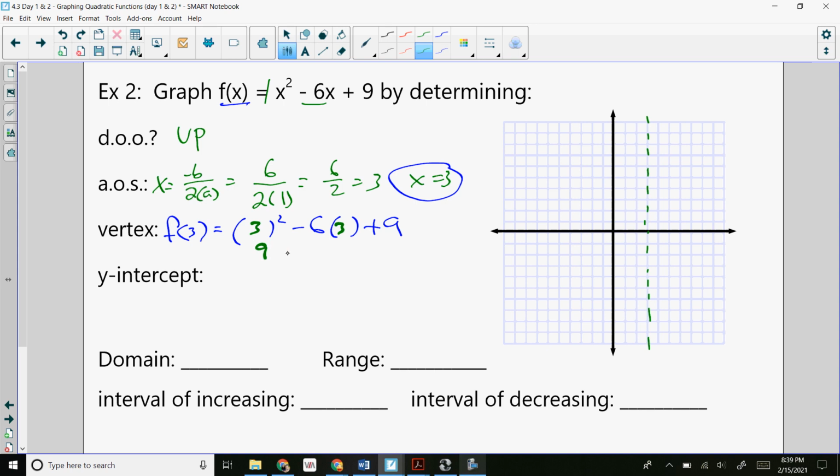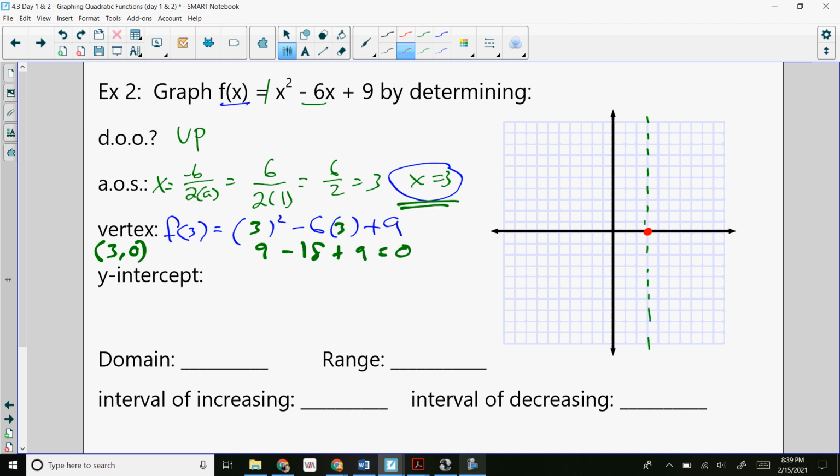3 squared is 9. Try to write this small so I have room here. 9 minus 6 times 3 is 18, plus 9. Well, 9 minus 18 is negative 9. Negative 9 plus 9 is 0. So the vertex is actually going to be the x value of 3 that we used from up above, and the y value that's spat out at us is 0. So (3, 0) on the graph, I'll use red, is right here.